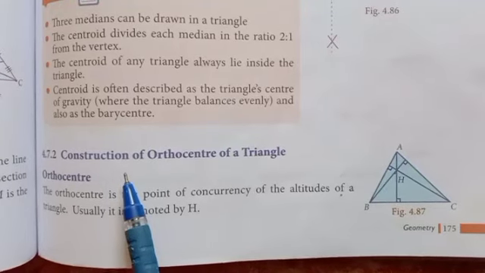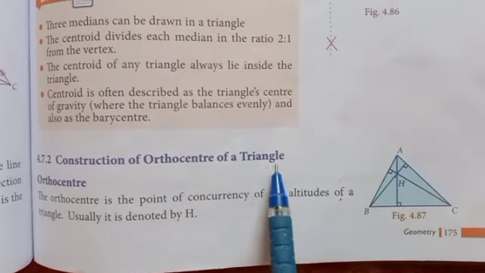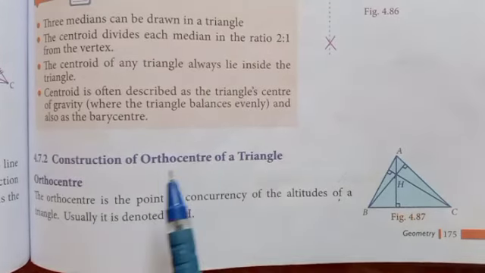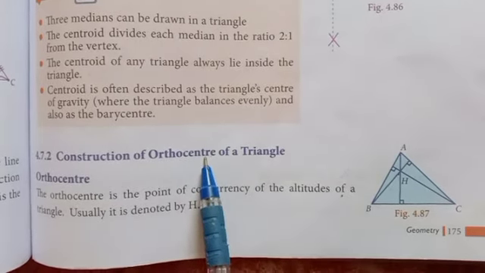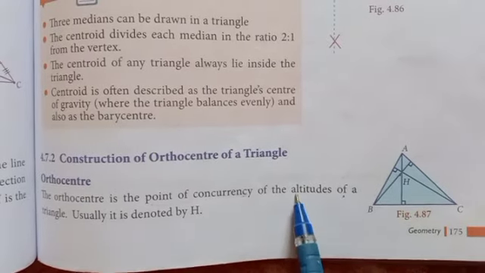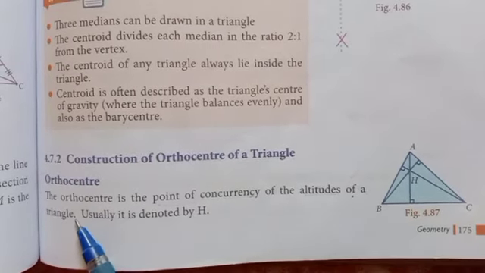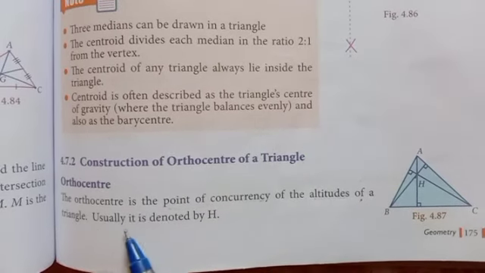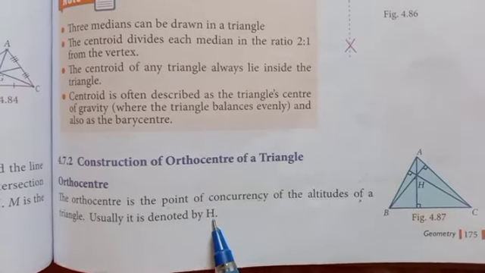Now you are going to learn construction of orthocenter of a triangle. First you have to know about orthocenter. What is the meaning of orthocenter? Orthocenter is the point of concurrency of the altitudes of a triangle. Usually it is denoted by the letter H.